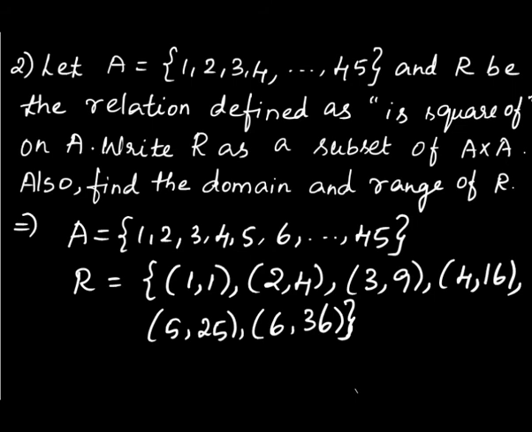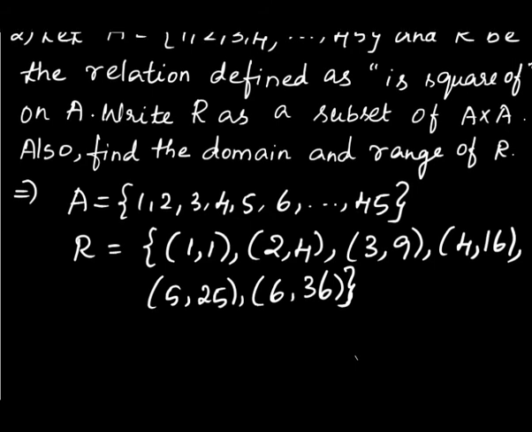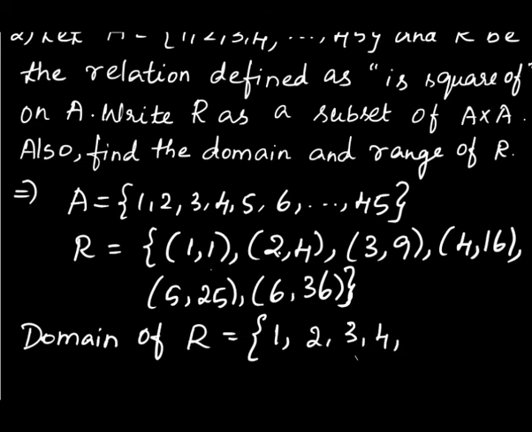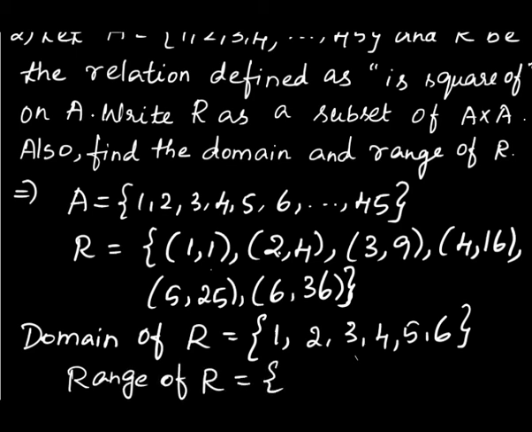So the question they have asked us is to write the relation and also we need to find the domain and the range. So we have written the relation, now we will write our domain. Domain of R is equal to the first elements, that is 1, 2, 3, 4, 5, 6. Next, range of R. So the range of R is nothing but the second elements, 1, 4, 9, 16, 25, 36.